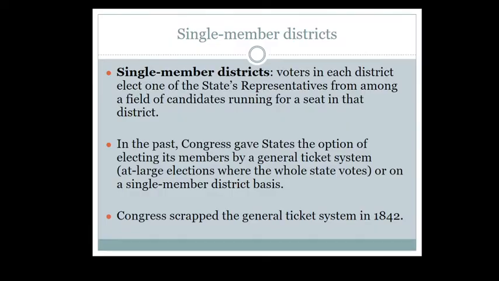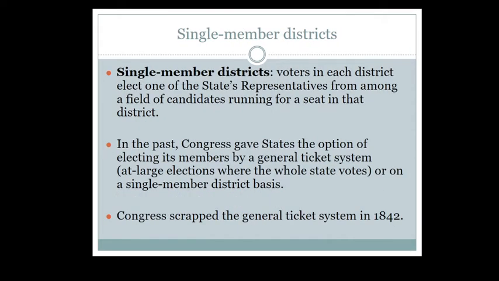So there's also what's called single member districts. These are voters in each district that elect one of the state representatives from among a field of candidates running for a seat in that district. So Idaho has 2 districts, okay? And that makes sense because we have 2 members of the House, right? In the past, Congress gave states the option of electing its members by a general ticket system at large elections where the whole state would vote, or having a single member district basis. Congress scrapped the general ticket system in 1842, so now everybody does a single member district. Now it's just on the ballot like any other thing at your voting station in your district.